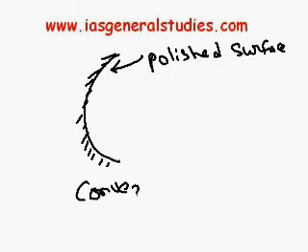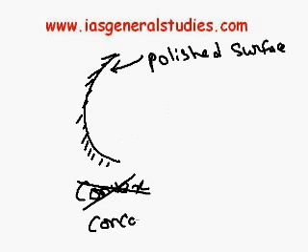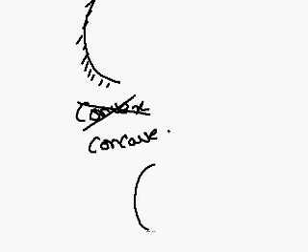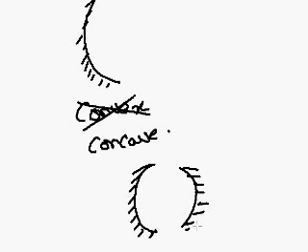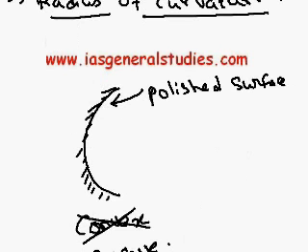Convex. Good. No. Is it convex? The polished surface is inward, so it has to be concave. You understood? Because you can have a mirror either like this or like this. The polished surface is inward in both cases, so it is concave. So don't get confused between concave and convex.